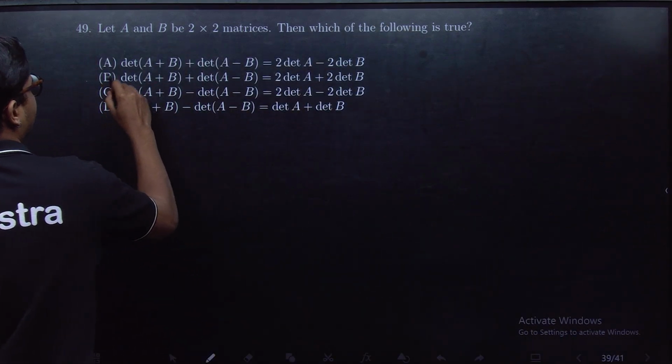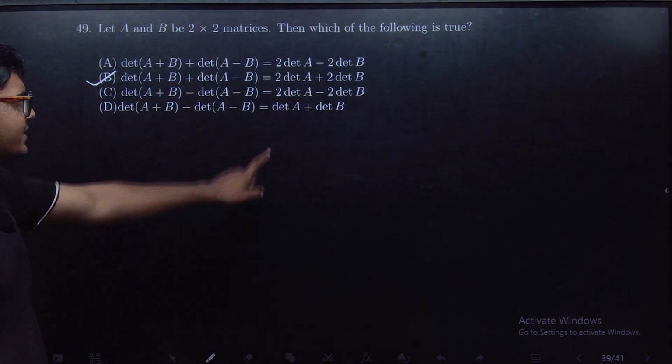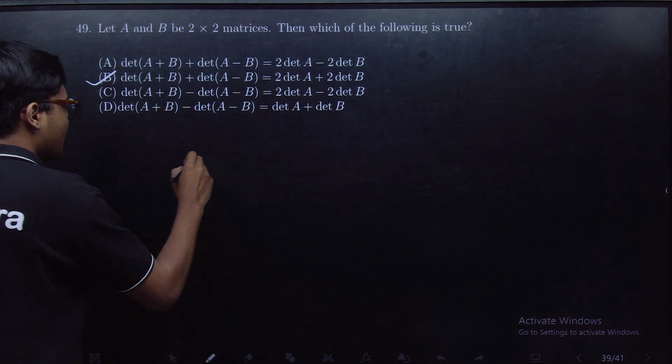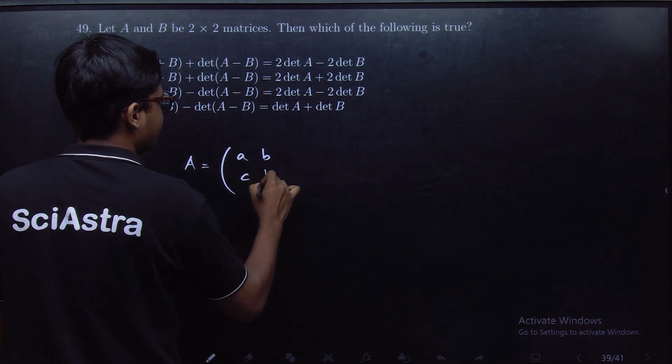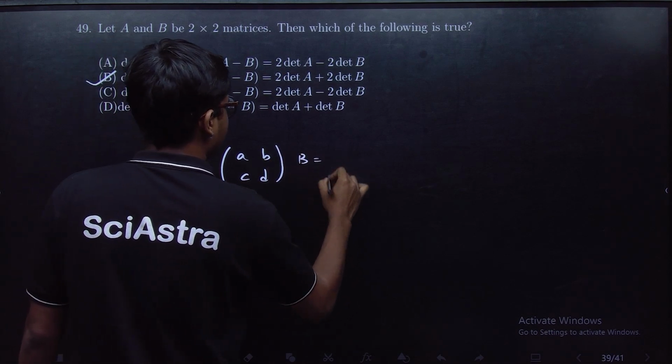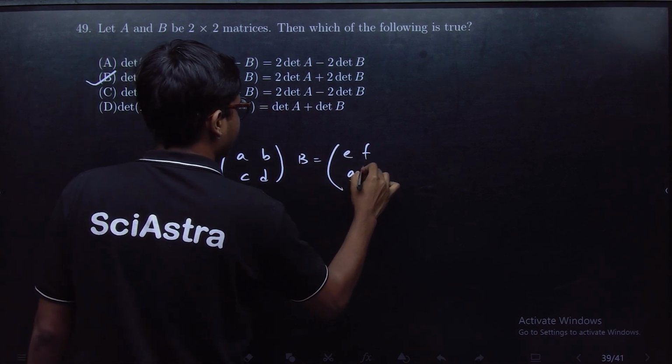You should know that determinant of A plus B plus determinant of A minus B is twice determinant of A plus twice determinant of B. But if you want to prove it and you don't remember it, the simplest way is take 2 cross 2 matrices A equal to [[a, b], [c, d]], B equal to [[e, f], [g, h]].